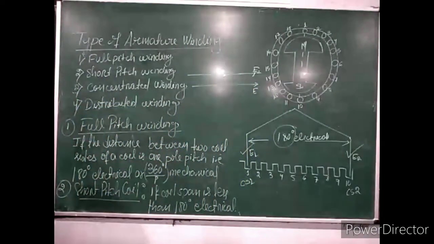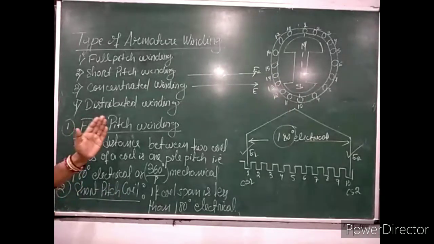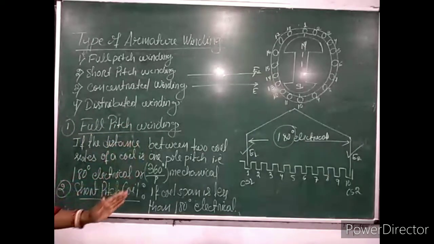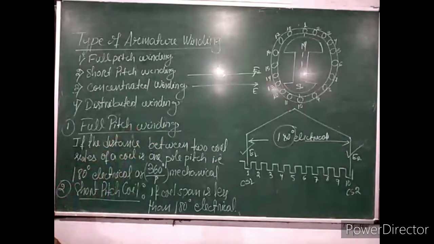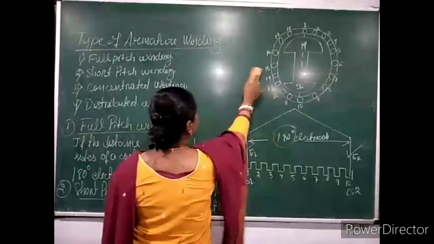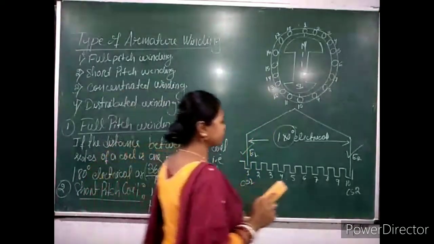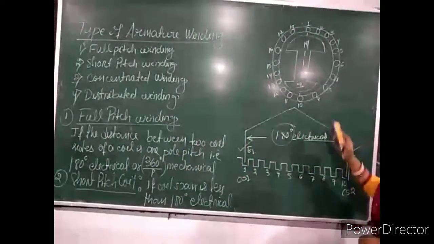Clear? Now come to the short pitch coil. What is short pitch coil? If the coil span between the two conductors is less than 1 pole pitch, meaning less than 180 degree electrical, then it is called a short pitch coil. The same example, the same synchronous machine, I will take to explain this.